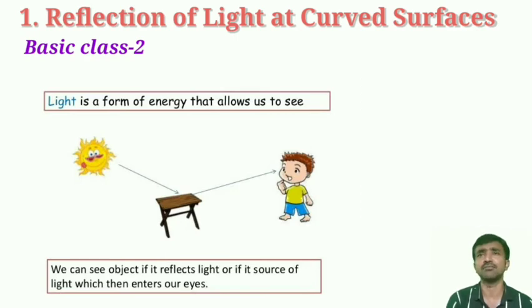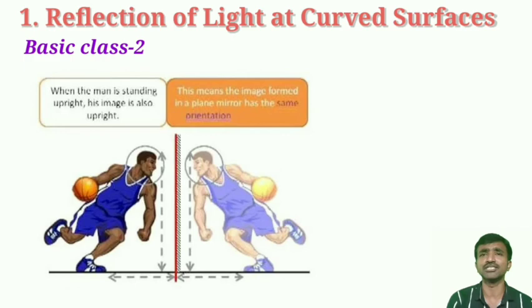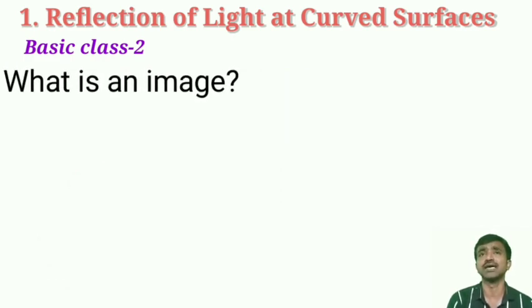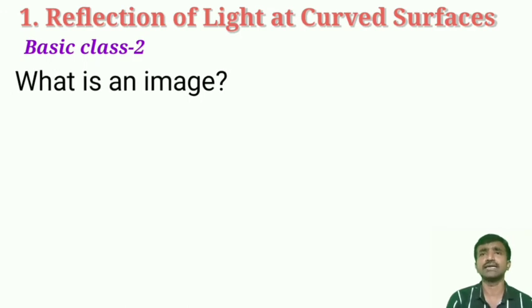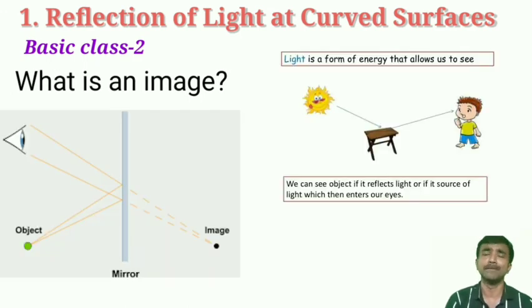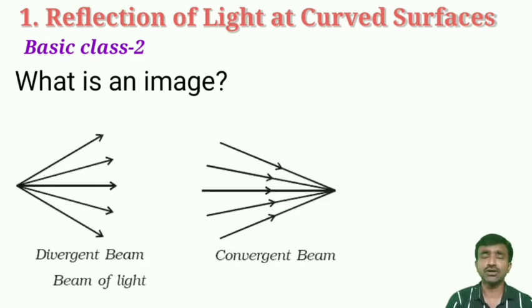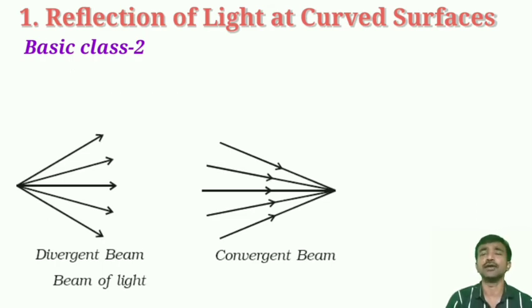Mirror is an example for the formation of image. So daily we are using it to see our faces. So what is an image? When light rays meet or appear to meet after reflection from the mirror surface, that forms the image. It is simply due to the converging or diverging of light rays that it is visible to us. That is called an image. So image is completely based on the light rays converging or diverging.